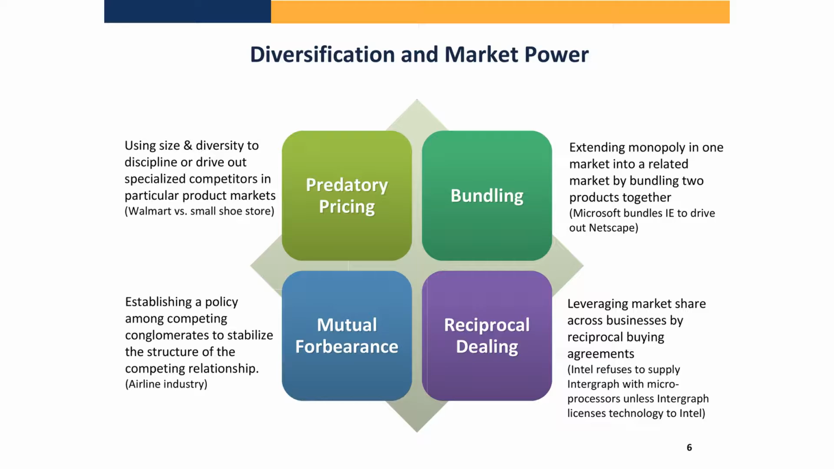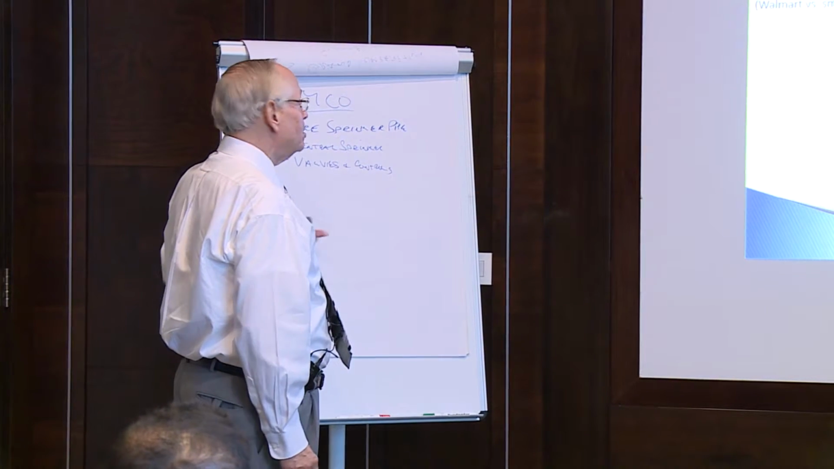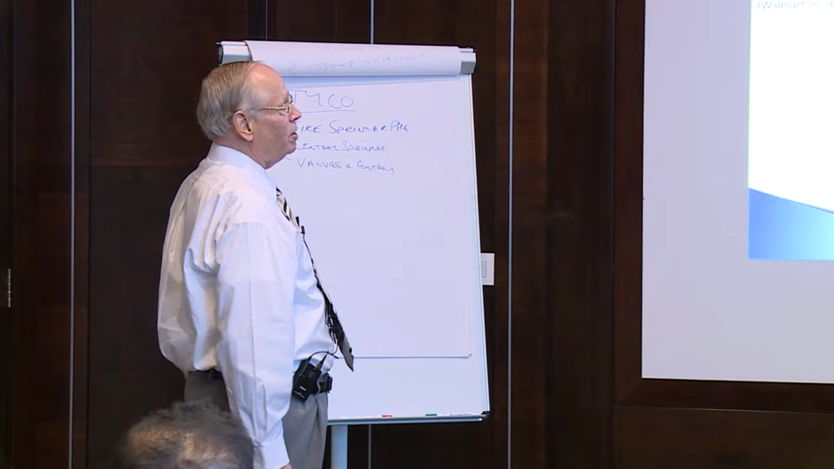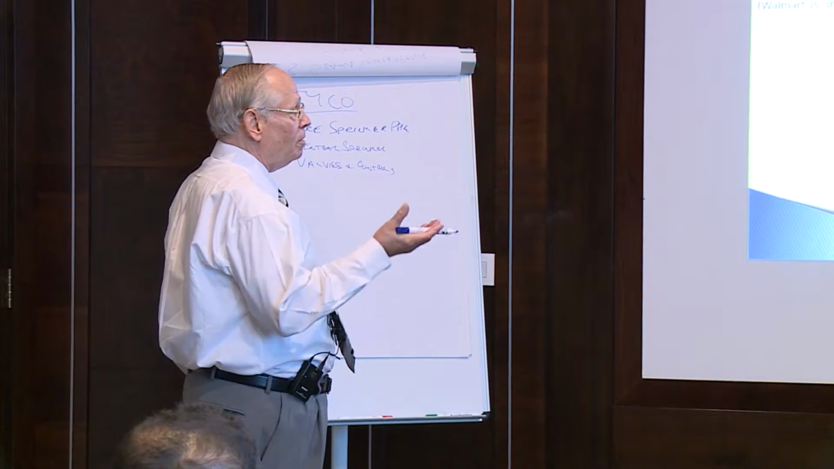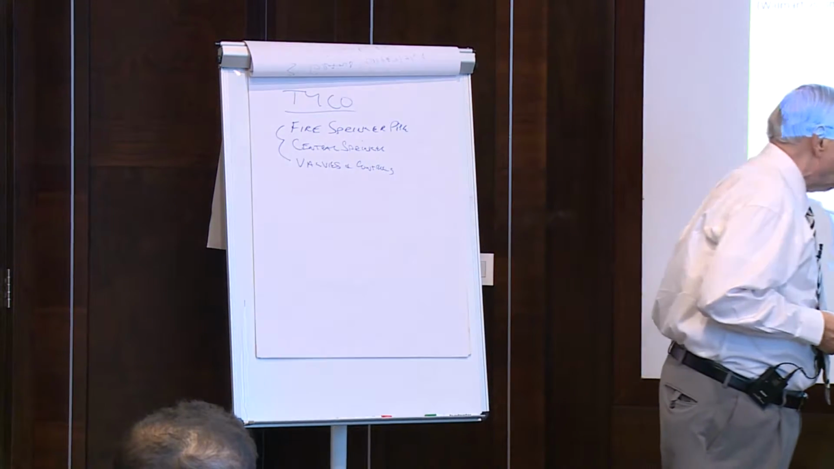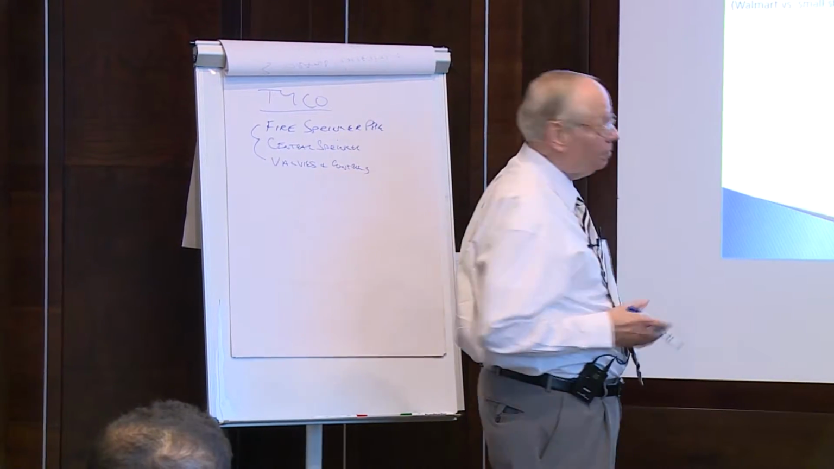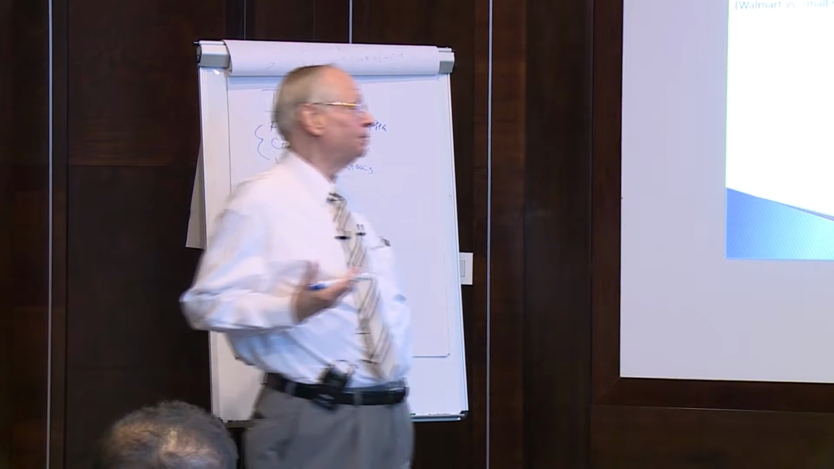Reciprocal dealing is leveraging market share across businesses by reciprocal buying agreements. So here, as you diversify, you have reciprocal buying agreements that can basically save you a lot of money and allow you really to compete against other people. Intel refuses to supply Intergraph with microprocessors unless Intergraph licenses technology to Intel. It's reciprocal dealing. If you want this, you have to give us that.